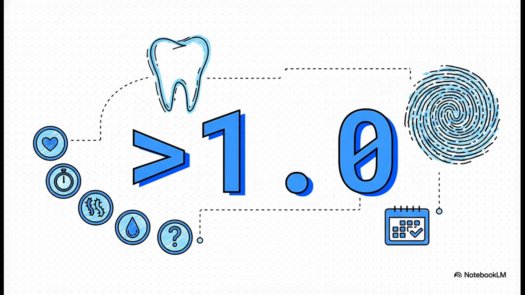And the calculation is surprisingly simple. You just take the percentage of bone loss at the worst spot in their mouth and divide it by their age. If that number is greater than 1, it's pointing to a very aggressive disease history. That automatically makes them highly susceptible to future problems and lands them in the high-risk category.